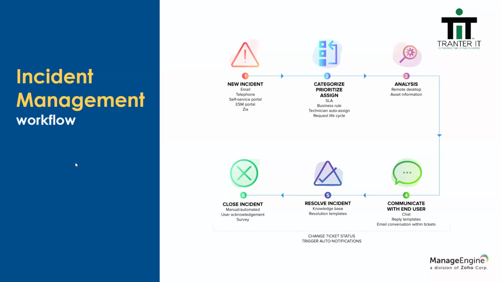So when the ticket is being raised, you have the privilege to remote into the user's workstation if it's something that can be done remotely. And if it's to be traced again to the workstation, you have the access information of that particular user. So communication with your end user also, we have the chat, we have the reply templates, and email conversations within tickets. So you get notified twice on your mail and a notification pop up on the application.